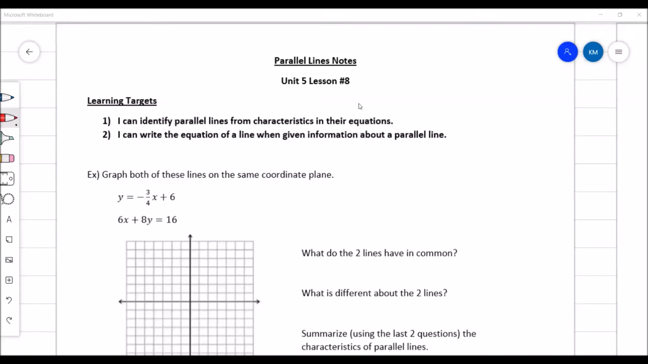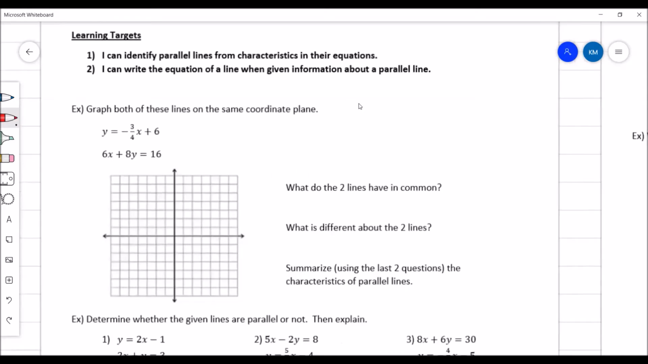Today we're looking at parallel lines notes. At the end of this video, you should be able to identify parallel lines from characteristics in their equations, and you should be able to write the equations of a line when given information about a parallel line. Okay, so here we'll start off with graphing.